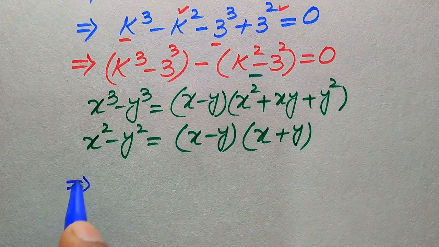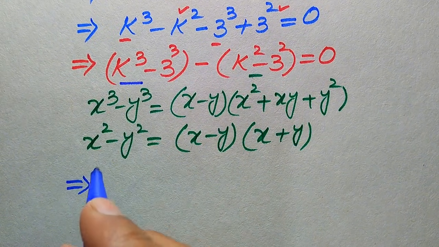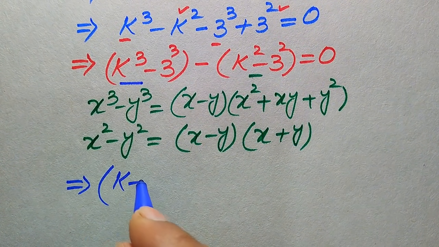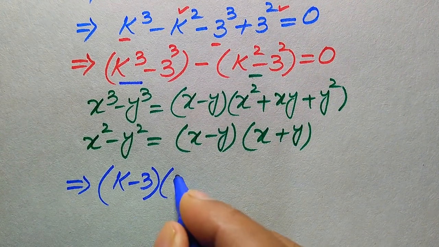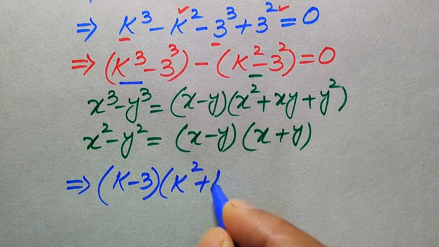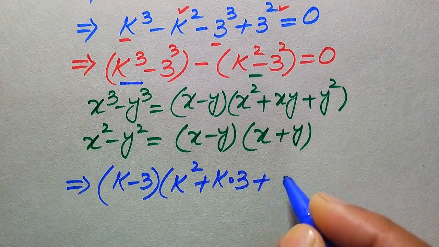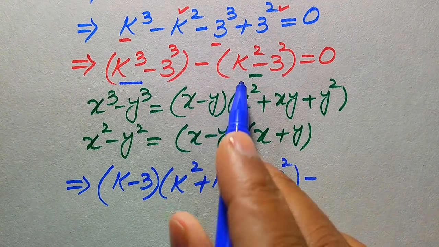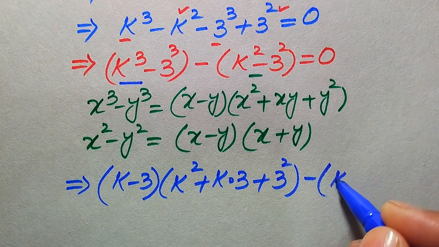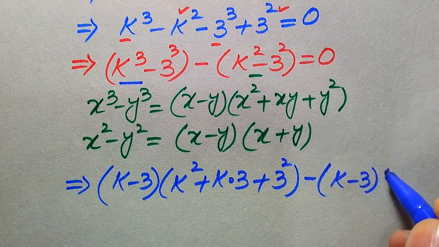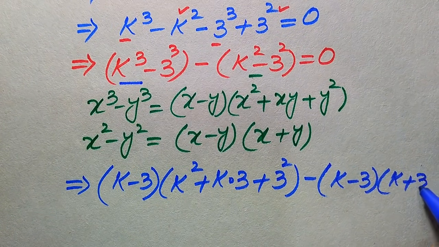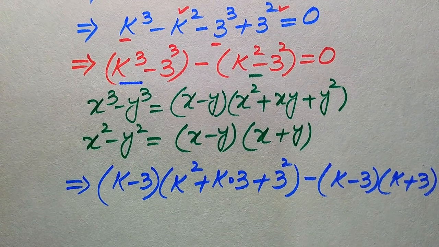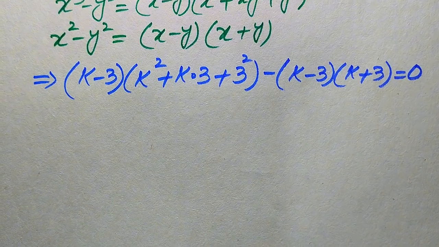So here first we use this cubic formula on this term, and it is written as k minus 3 times k squared plus k into 3 plus 3 squared, minus, we use this formula here, and it will be written as k minus 3 times k plus 3, and this whole equation is equal to 0.